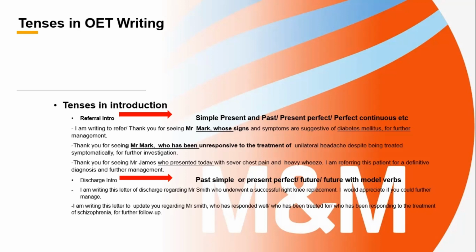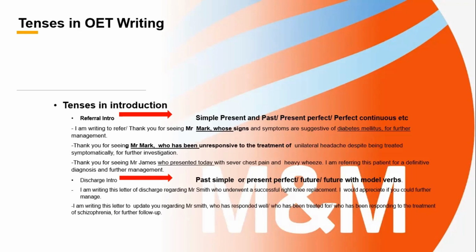Let's say diabetes is a suspected diagnosis, and the line of action is further management. Similarly, for a discharge letter, we can write down the thing that has been done for you, such as we had the surgery. So we can write: I'm writing this letter of discharge who underwent, past simple, and then we have a polite request with the modal verb in the future form; who has responded well, present simple; or maybe who has been treated for, present perfect passive voice form; or who has been responding well.